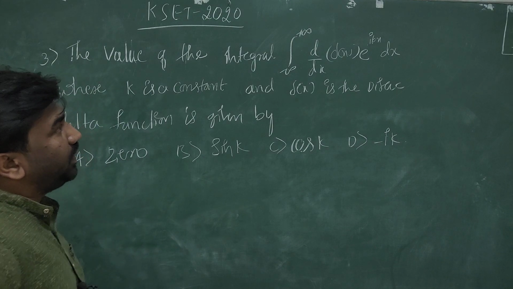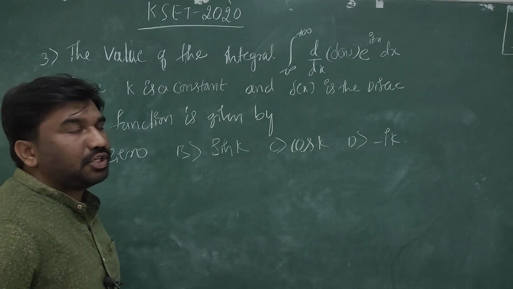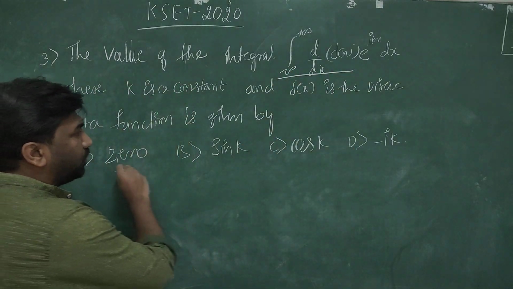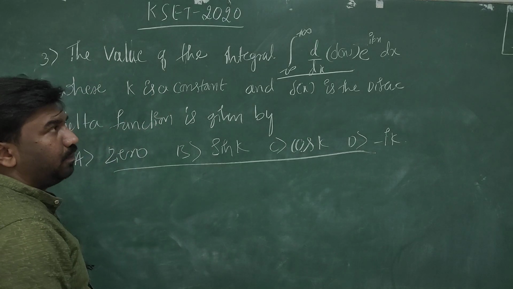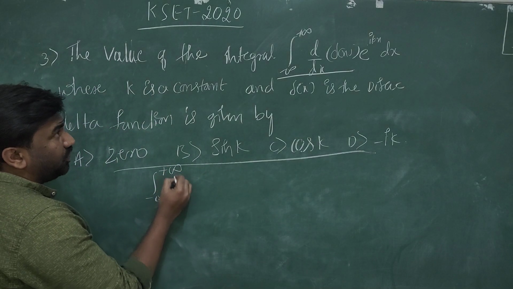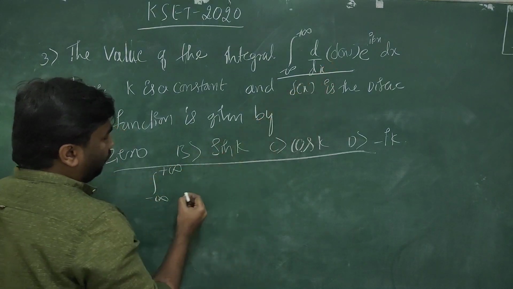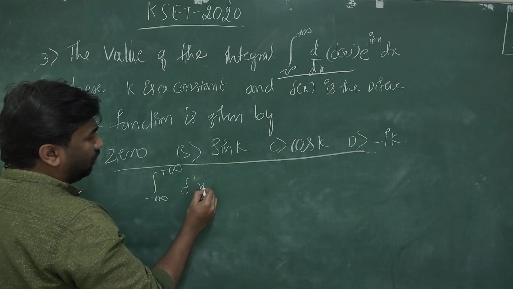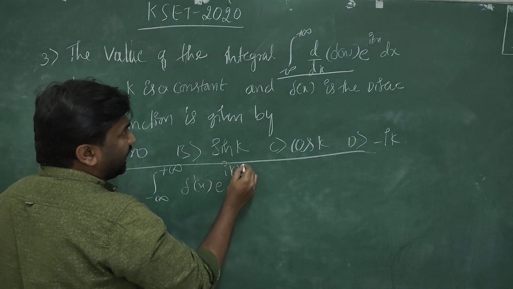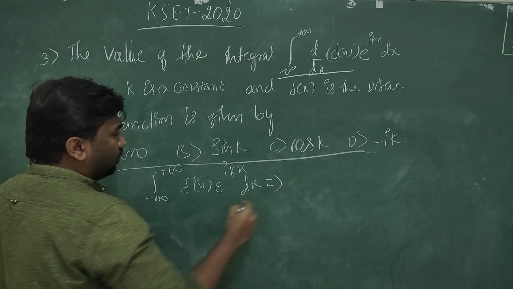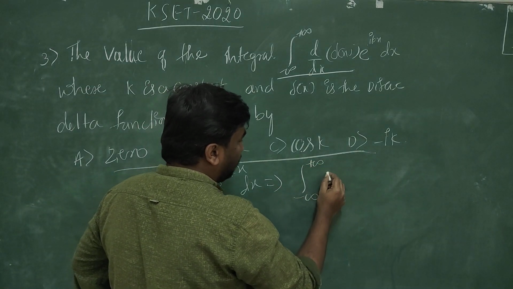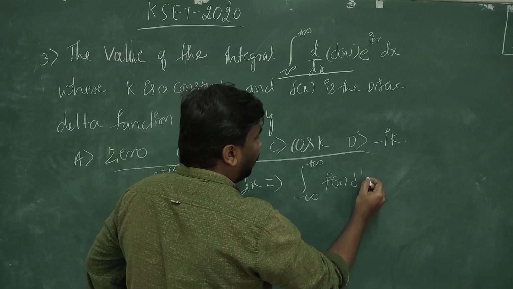So this question is based on the properties of the Dirac delta function. This is the question given. In these 4 options, which one is the correct? We have to calculate the integral from minus infinity to plus infinity of d by dx of δ(x), which can be written as δ'(x), times e^(ikx) dx. So this is just like the integration from minus infinity to plus infinity of f(x) δ'(x) dx.